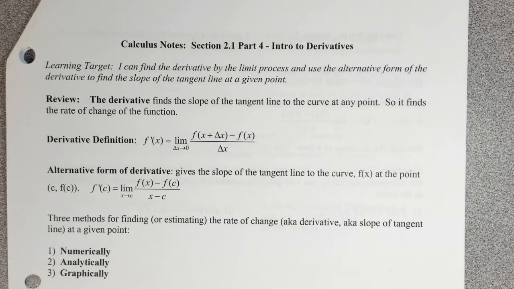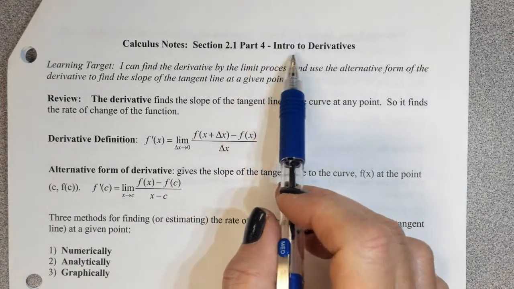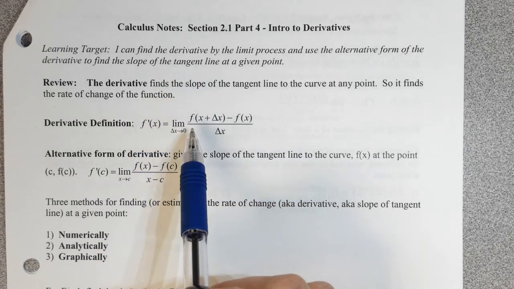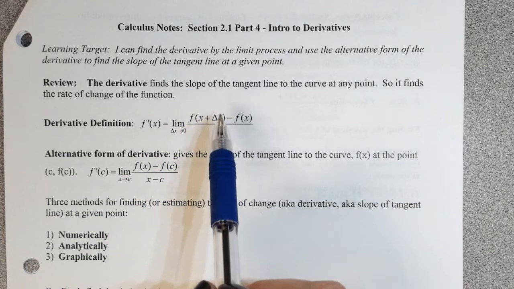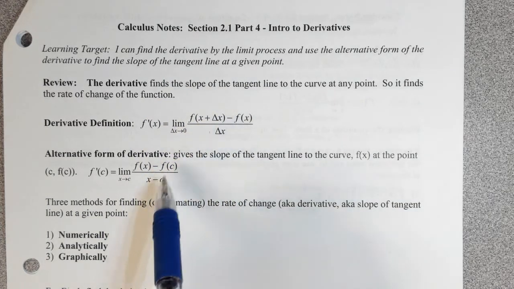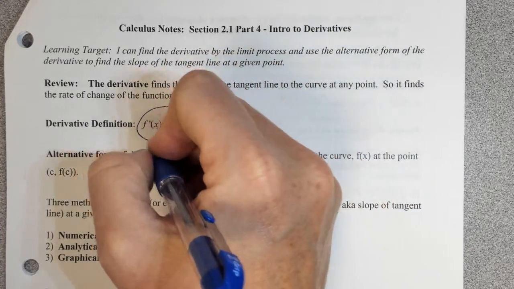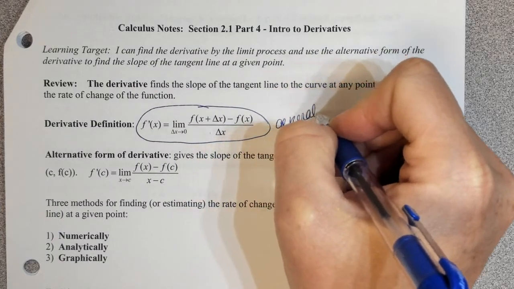All right, so we're looking at section 2.1, number 4. This is still just the introduction to derivatives. Again, we're just looking at what's the difference between these two formulas. So we want to be able to use both of these limit processes. Both of these are ways to find derivatives. However, this one is used if we want to find a general limit.